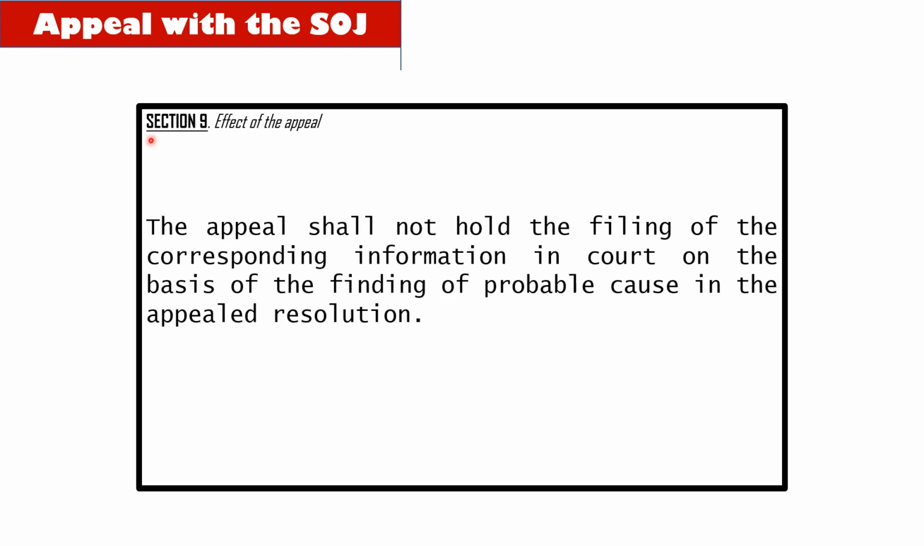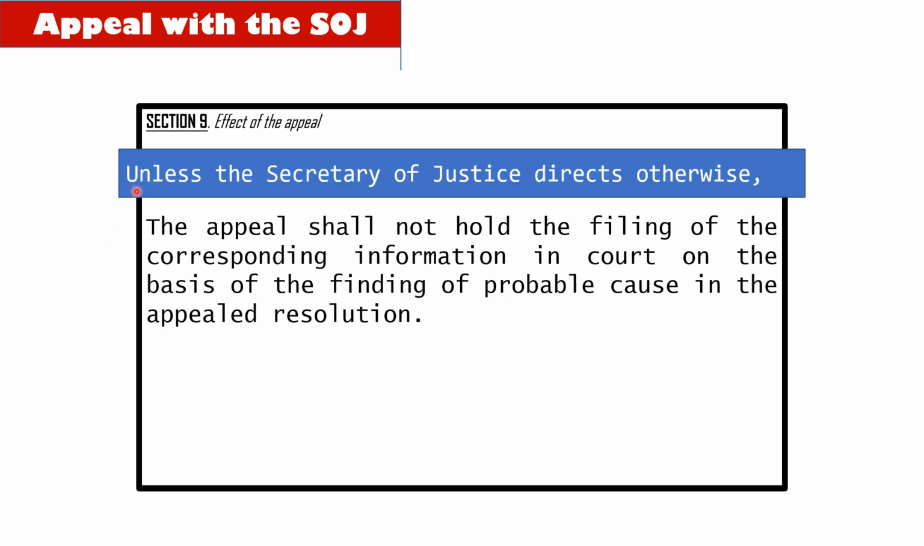So if you have an appeal with the Secretary of Justice, what is the effect? Section 9 has the answer. It will not hold the filing of the corresponding information in court. So magtutuloy-tuloy pa rin ang pag-akyat ng kaso sa korte. So information will now be filed in the court. But of course, this is only the general rule because if you're going to read Section 9, the first sentence, unless the Secretary of Justice directs otherwise.